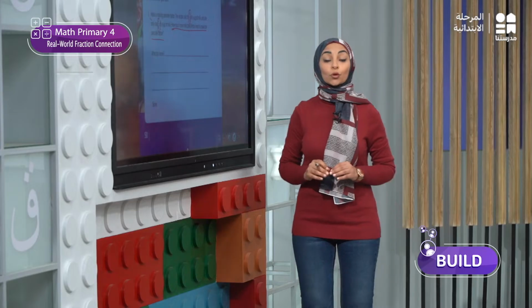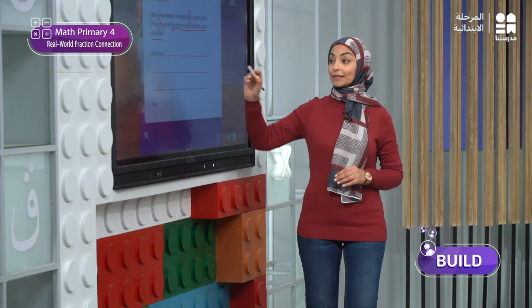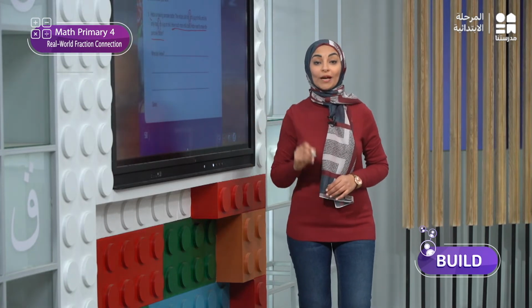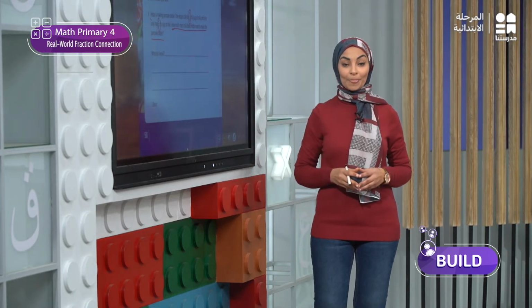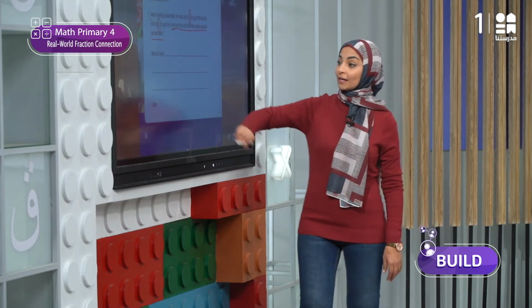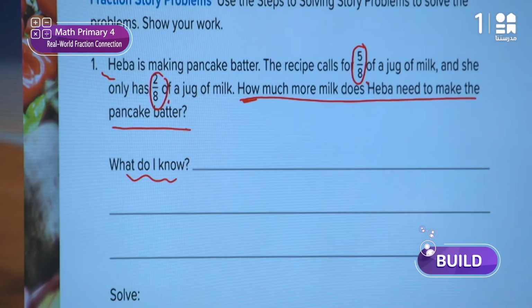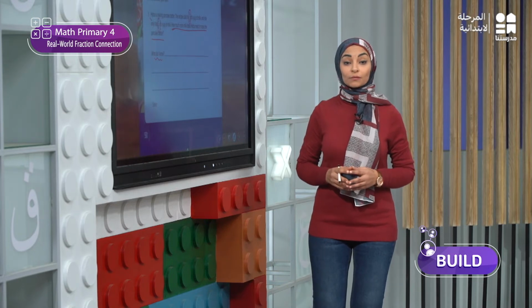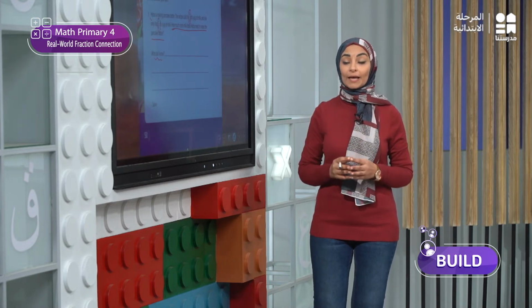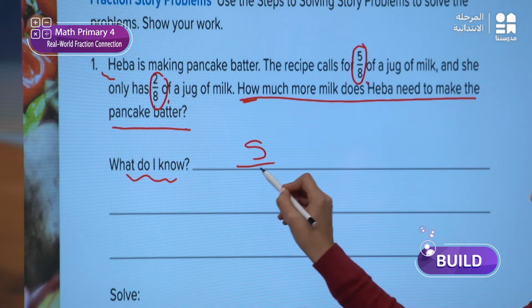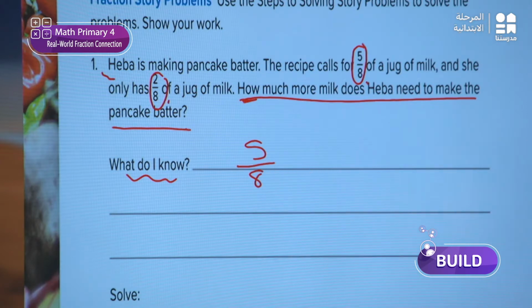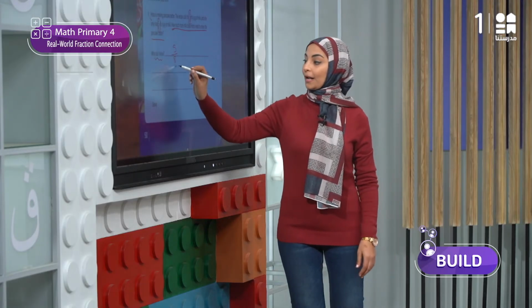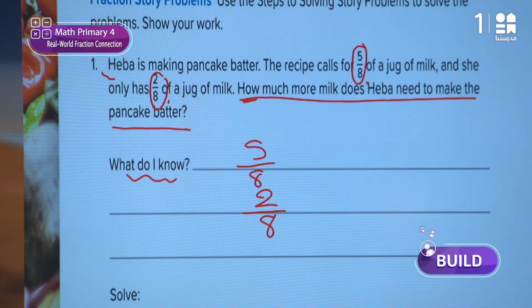And I want you to record it after me. I will write the information now, and I want everyone to write with me in your boxes. Where will I write my information? Under "What do I know". Now I will write the following. The needed amount of milk is what? The amount of milk that I need is 5/8, right? And how much does Heba have? Heba has 2/8.